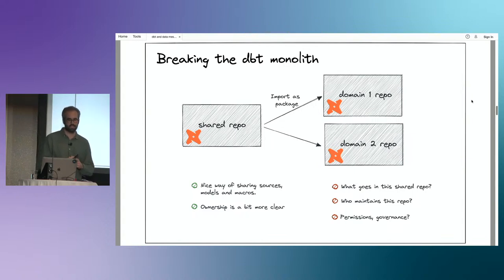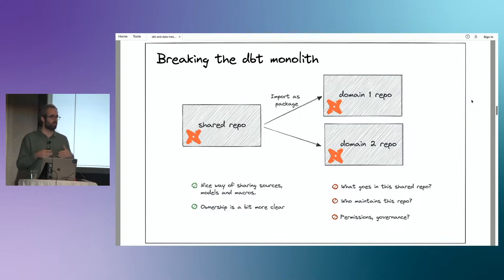But this still creates quite some problems, right? So the first is, what does go into this shared repo? Do we only provide sources and macros? Do we also provide core models? Who maintains this repo? So is there still a central dependency on a team to maintain this shared repository?